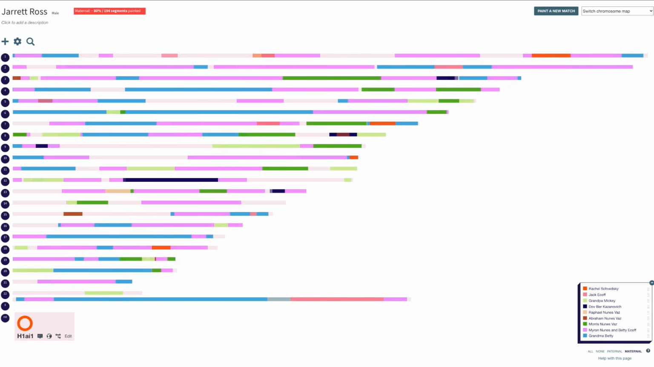So first, I'm going to talk about my maternal side because there's a lot we can learn from there, largely because I had my maternal grandmother test at multiple websites. So I've actually got a lot of data thanks to her. And when I switch my chromosome map to just the maternal side, you can see that everything in blue is where I'm matching my grandmother.